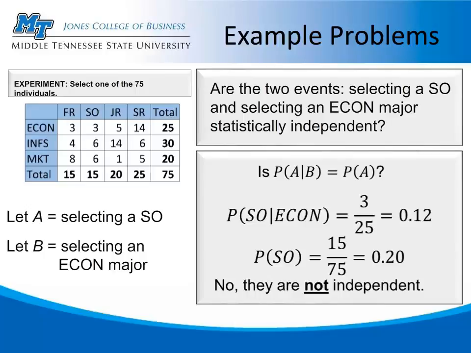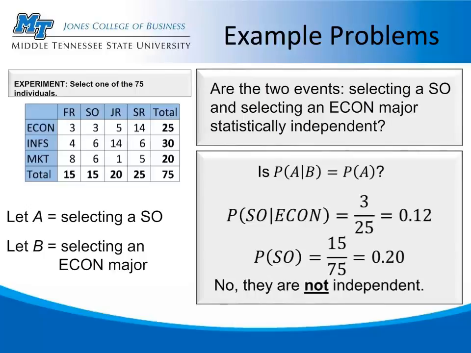So is the probability of A given B equal to the probability of A? Now the probability of a sophomore given an economics major, when you say given economics, we're no longer talking about 75 people. When you look up there at the economics row, there's only 25 people that are majoring in economics. We're not talking about any of the rest of them. We're given that this person's majoring in economics, so they've got to be one of the 25. How many of those people that are majoring in economics, how many of them are sophomores? Well, there's only 3. So the conditional probability is 3 divided by 25. That works out to be 0.12, or 12%.